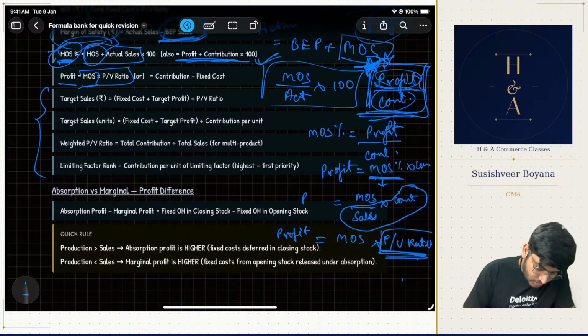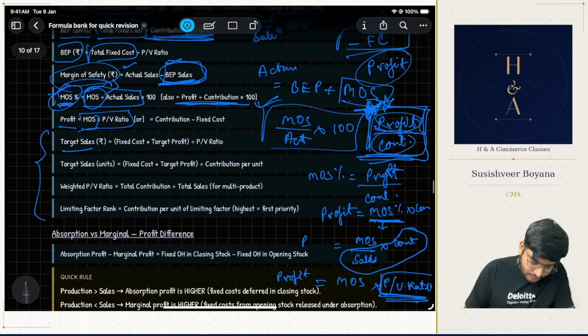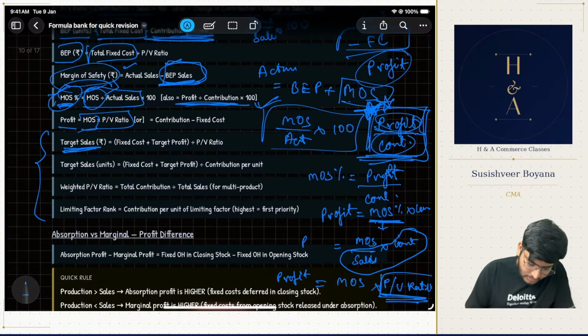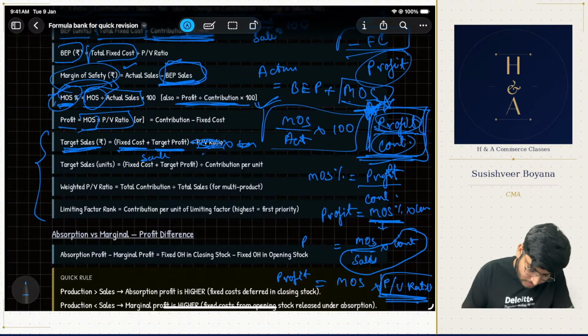Okay, target sales. Sir, target sales, how do we get it? Fixed cost plus target profit divided by PV ratio. Again, expand this formula. PV ratio equals contribution by sales. That means fixed cost by sales into contribution. Yes, contribution by sales, my bad. So sales would come onto the top and contribution at the bottom.